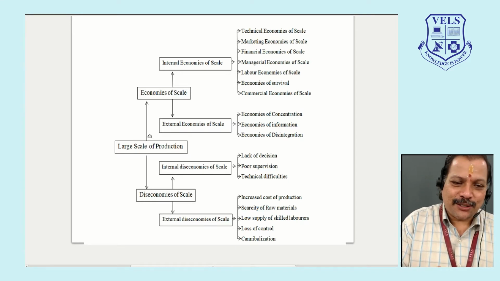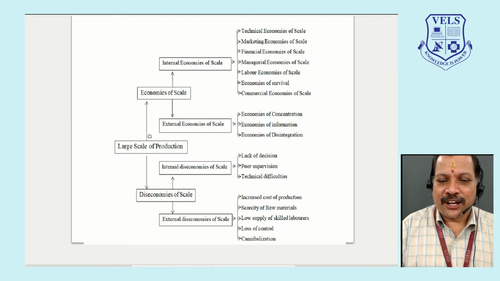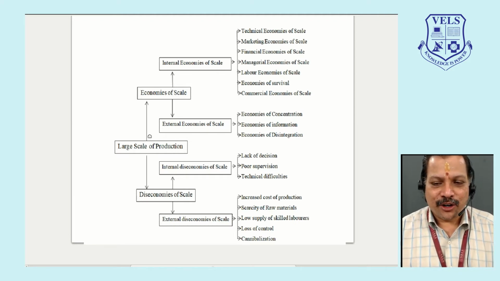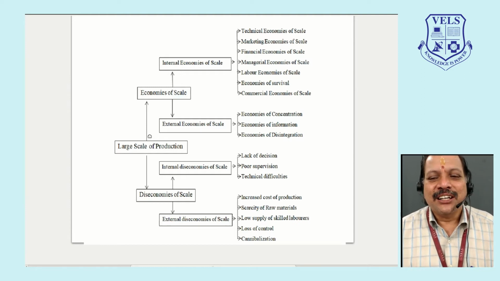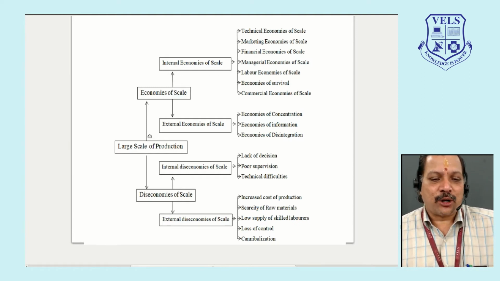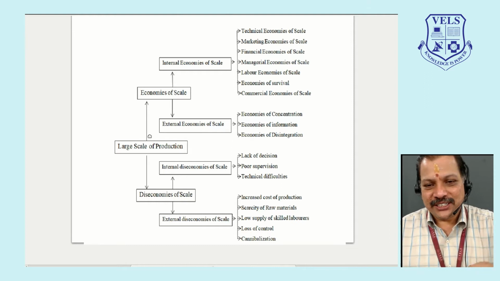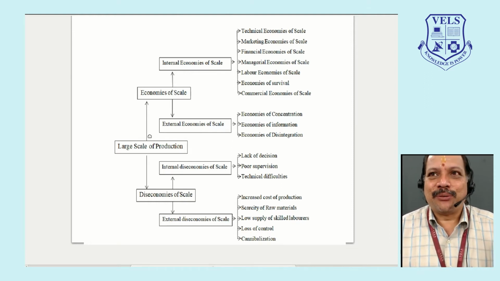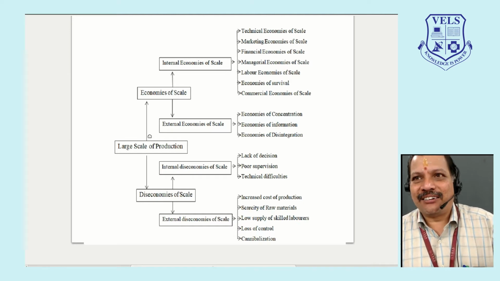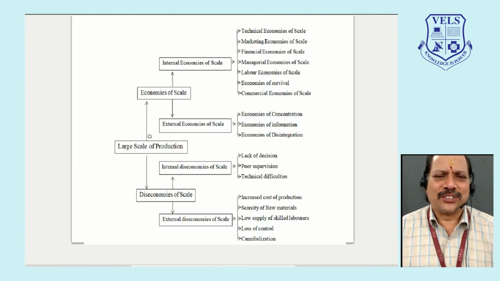Likewise, there are some advantages externally: economies of concentration, economies of information, and economies of disintegration. These are some of the types of external economies of scale. All these come under economies of scale. That is the benefit or advantage, that is good for us.